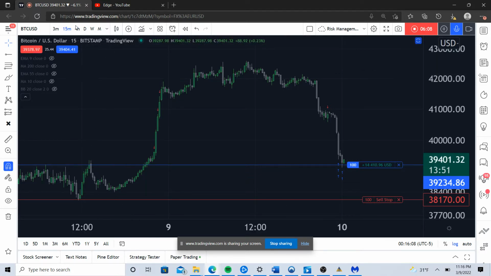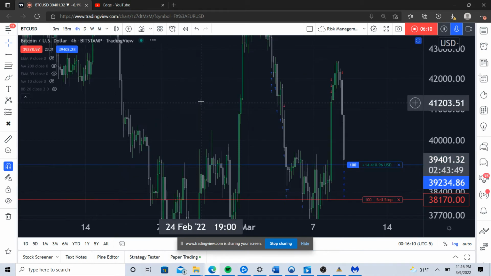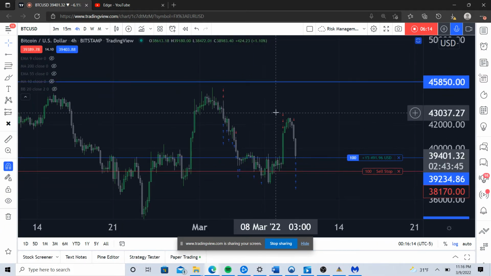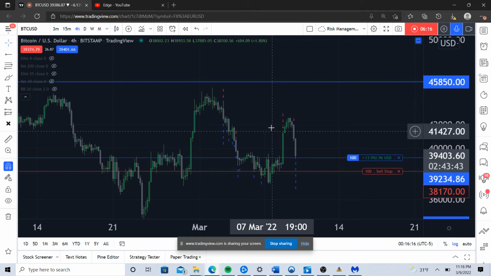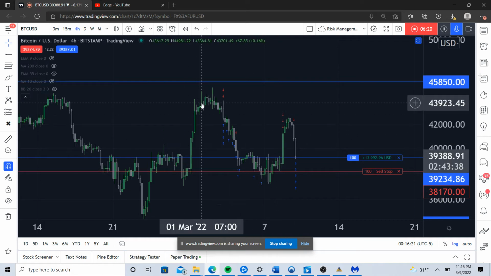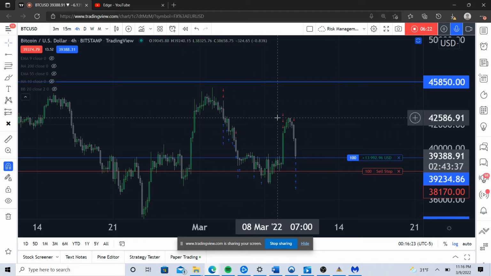We saw right here, if we go back to the 4-hour chart, you can see that price came up, filled this inefficiency. Not perfectly. It could have gone higher, but essentially it filled the bulk of it right here.